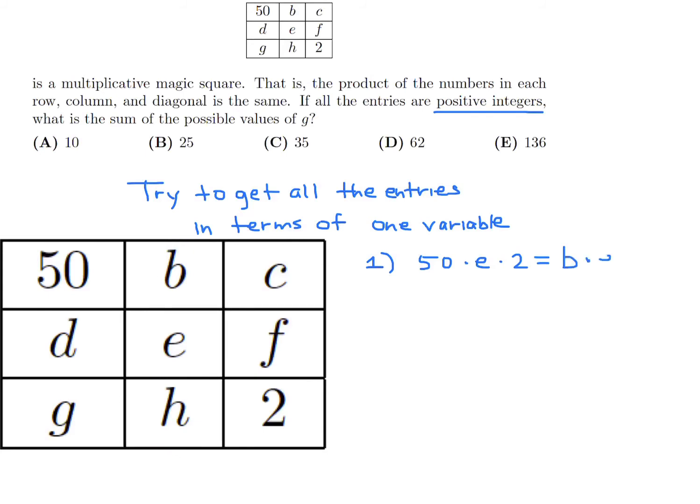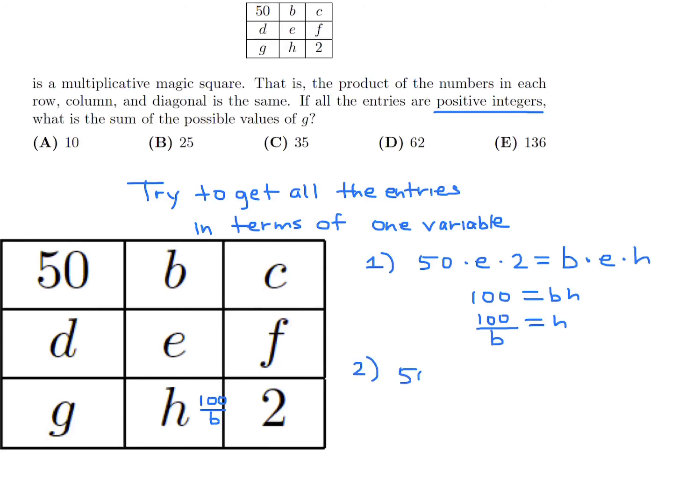So B times E times H, and therefore the E's cancel, left with 100 equals BH, and therefore H is equal to 100 over B. Okay, so H is 100 over B, so I'll stick that in there, 100 over B. And there's so many different ways of approaching this question. I'm just trying to do it in the simplest way I can.